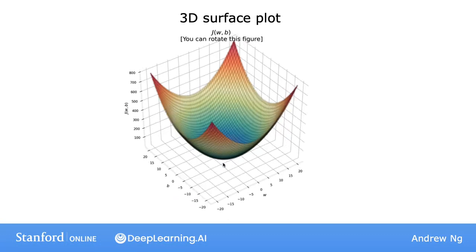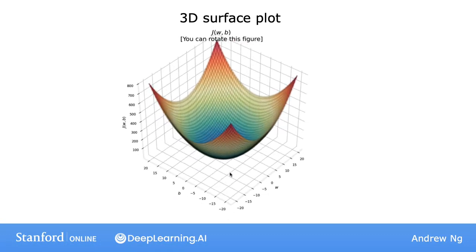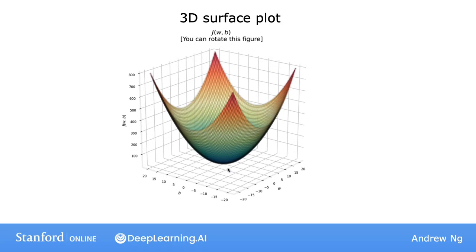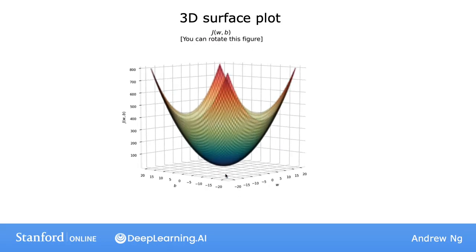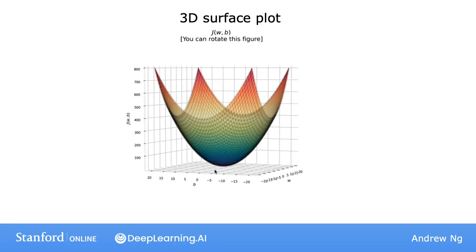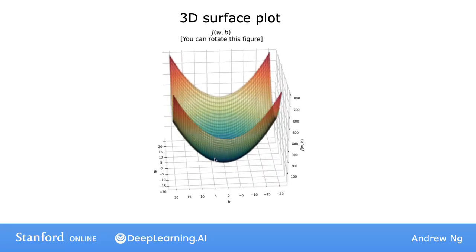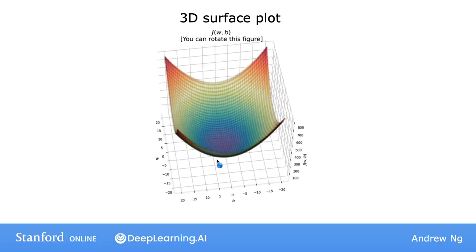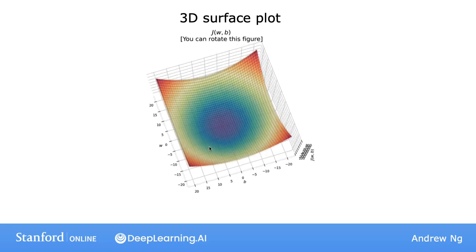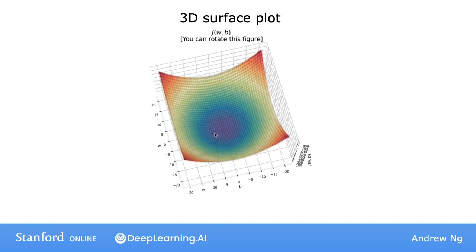Now, in order to look even more closely at specific points, there's another way of plotting the cost function J that would be useful for visualization, which is rather than using these 3D surface plots, I'd like to take this exact same function J, so I'm not changing the function J at all, and plot it using something called a contour plot.